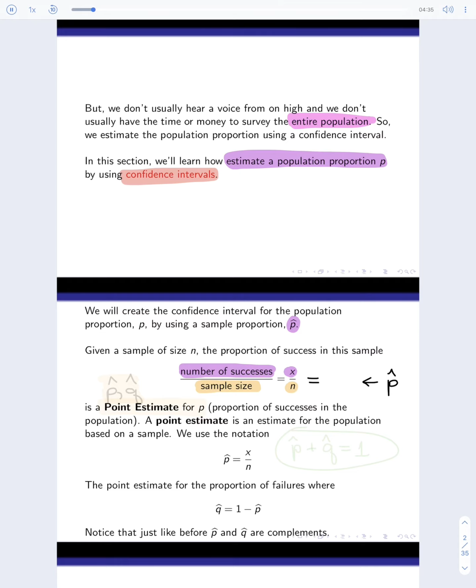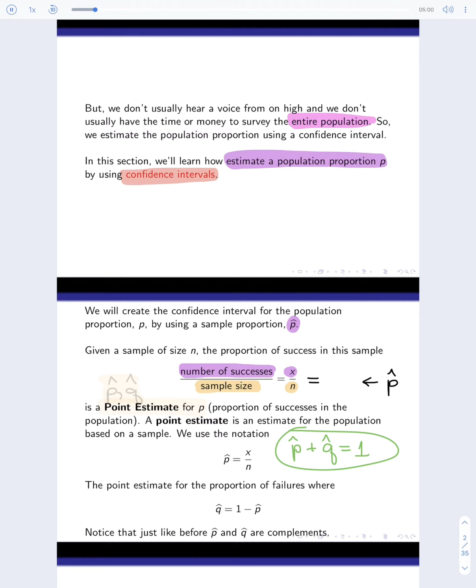And then we're also going to want to find what's called a Q hat. Just like before, P's and Q's added up to 1. Same thing here, even though they're for a sample. P hat, which is our sample proportion, and Q hat, which is also a sample proportion, still have to add up to 1 or 100%. So that won't change.